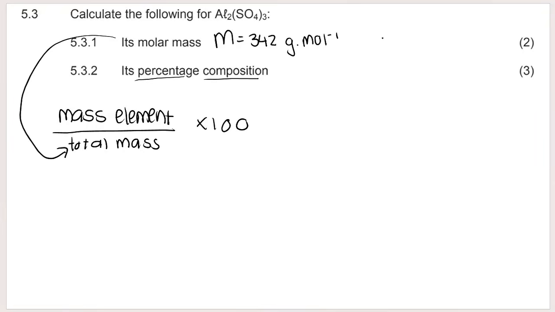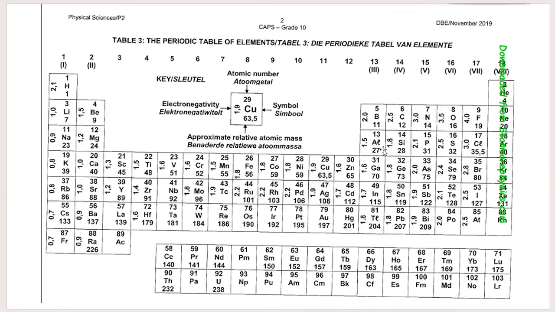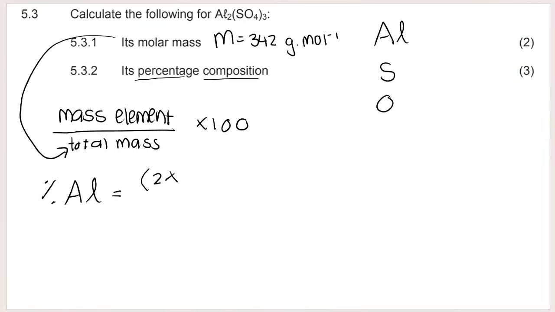Because we've got aluminium, sulfur, and oxygen, we're going to do 3 little calculations. To look for the percentage of aluminium in aluminium sulfate, we're going to take the mass of aluminium divided by the total mass. As we said, there are 2 atoms of aluminium, and the mass of each aluminium is 27. So it's 2 multiplied by 27. That's the mass of aluminium only in that compound, divided by the total mass of the compound, or the complete molar mass, which is 342. We're going to multiply that by 100. That'll get us the percentage of aluminium.